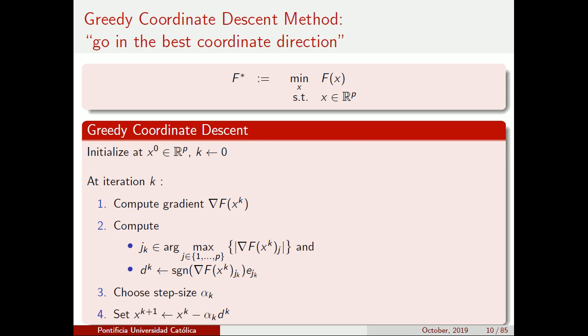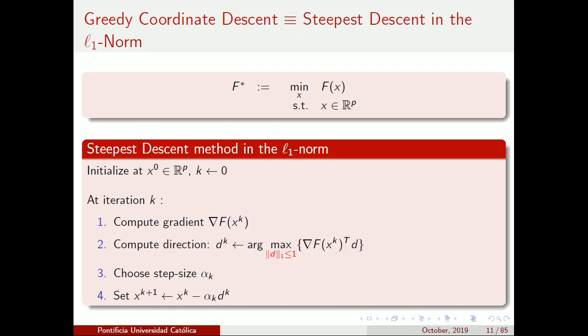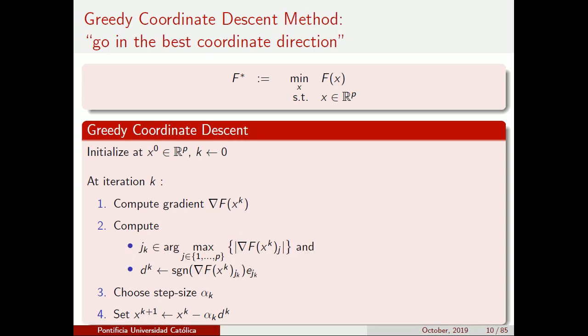If the partial derivative there is positive, I'm going to go this way. If the partial derivative is negative, I'm going to go the other way. So that's my direction. I choose a step size, and then I take my step. That's greedy coordinate descent. This algorithm was probably developed in the 1940s or 1950s. No one cared about it until very recently. Now there have been a lot of results on it, and I will show you some. We're going to get to that.